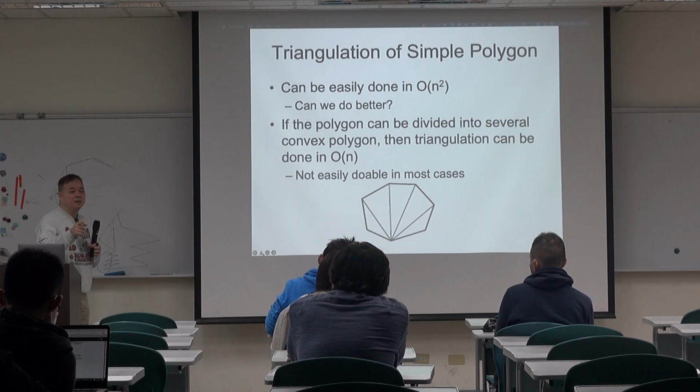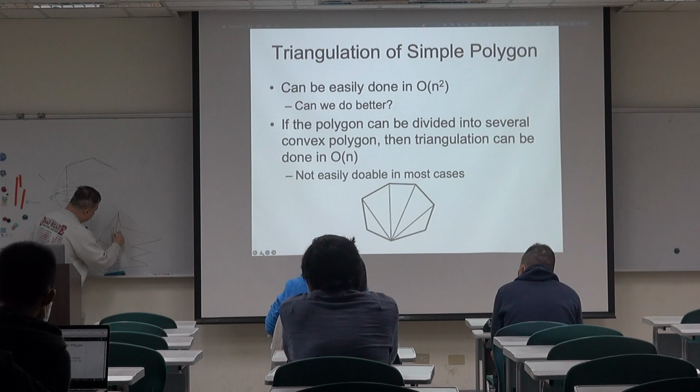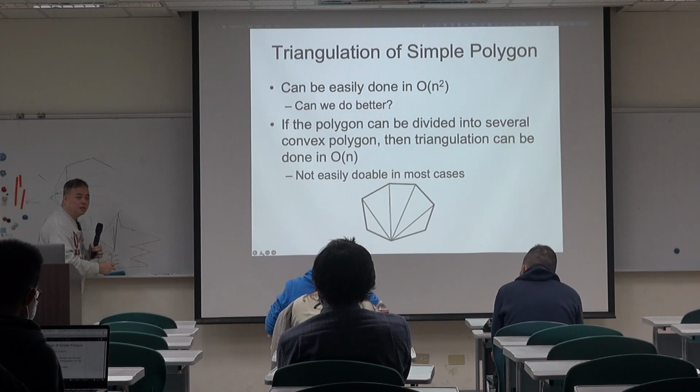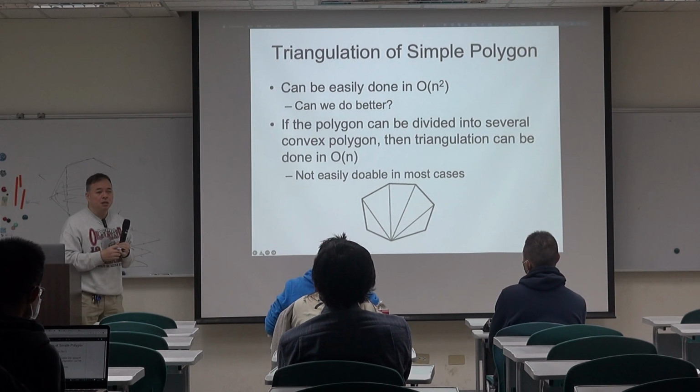Why is it not complete? First, you need to make sure this line does not intersect with any other segment, right? So that comparison takes a linear amount of time, right? Is there any question here? This has nothing to do with the location of the vertices, right? Yeah.